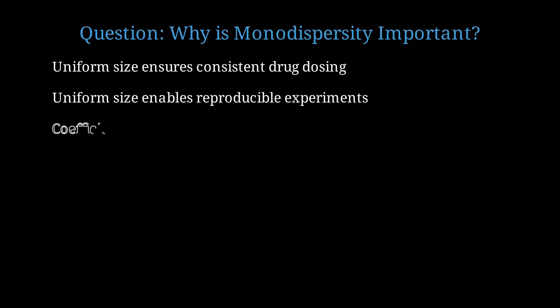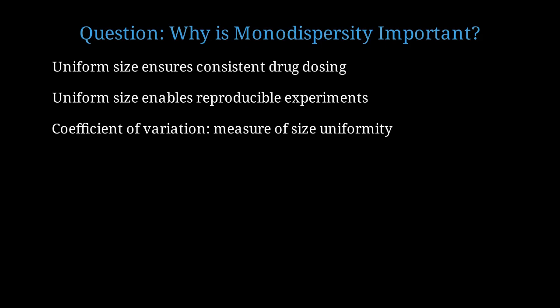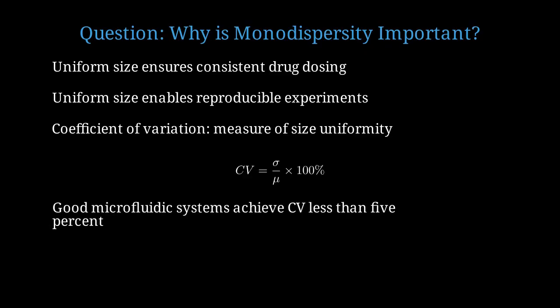microreactor. We quantify size uniformity using the coefficient of variation, which is the standard deviation divided by the mean diameter, typically expressed as a percentage. Coefficient of variation equals standard deviation sigma divided by mean diameter mu times 100%. Good microfluidic systems routinely achieve coefficient of variation values less than 5%, meaning highly uniform droplets.